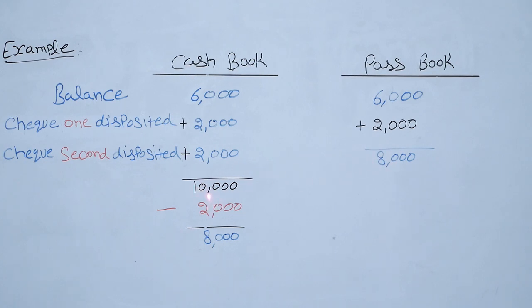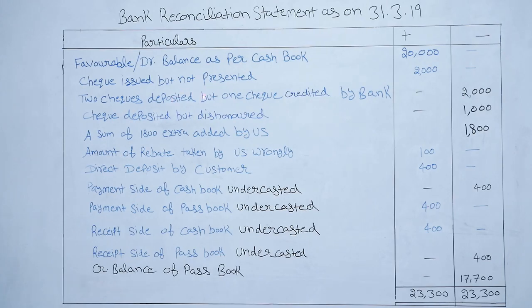So we will make 10,000 to 8,000 by deducting 2,000 rupees from 10,000, as we have to follow passbook balance. That's why we are deducting 2,000 rupees. Two checks deposited but one check credited by bank, 2,000 rupees will come in the minus items. Next is check for rupees 1,000 deposited has been dishonored. Let's understand this through a small example.